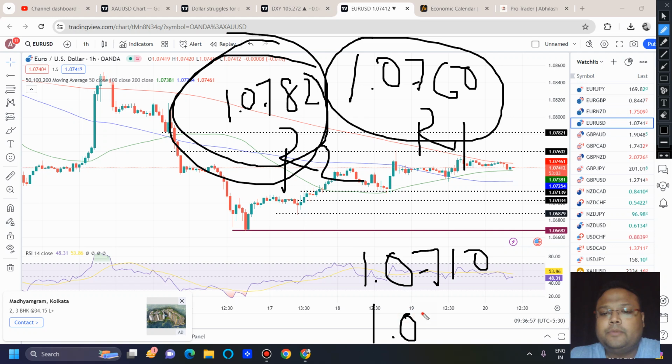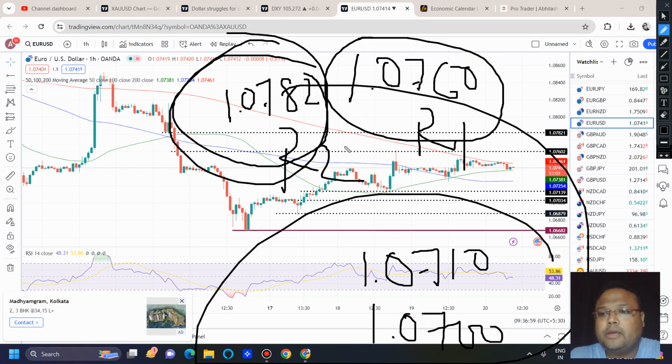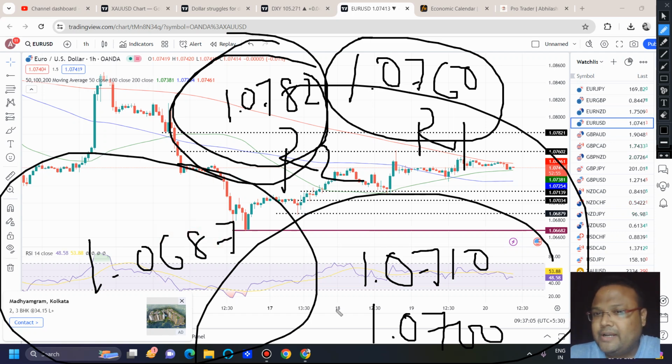Second support is around 1.0700. Then we also have support around 1.0687, but the chances of the market going to this level are very less. So let's wait and watch. So these are the levels.